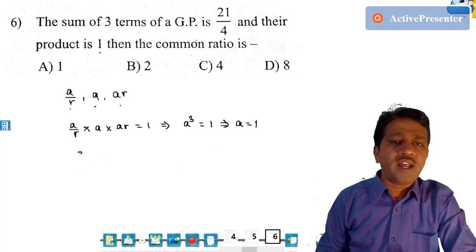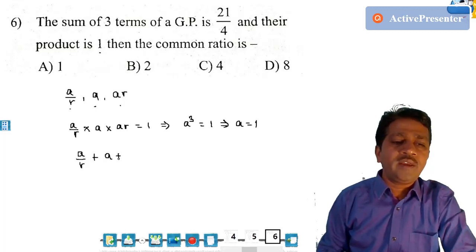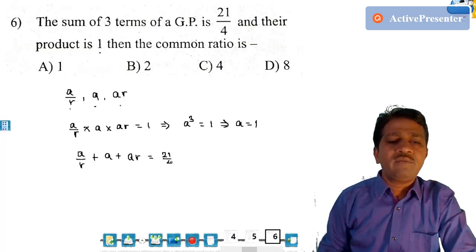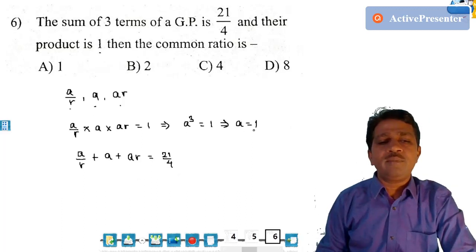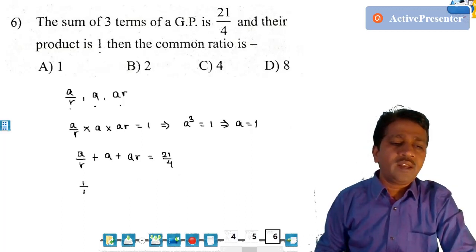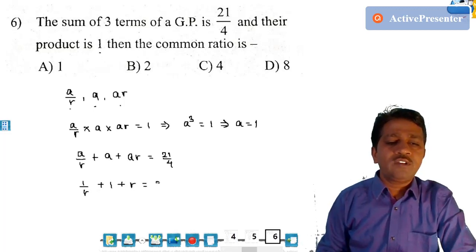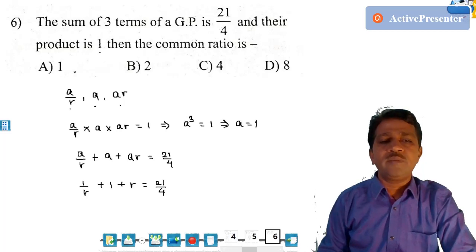Now in the first condition, it is given that their sum is equal to 21/4. That is A by R plus A into R is given to be 21/4. So solving by putting the value of A equal to 1, I will get 1 by R plus 1 plus R equal to 21/4. You can solve this, or you can also use the check method. You can put the value of R from the given options in this, and you can check whether we get the right hand side. As there is 21/4, there is more possibility of getting 4 in the denominator.